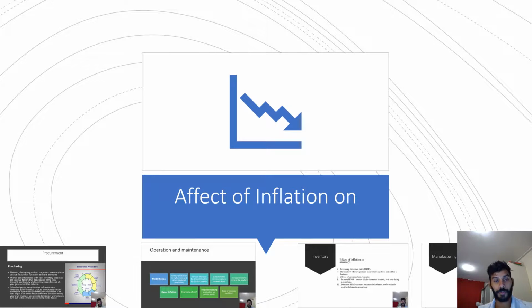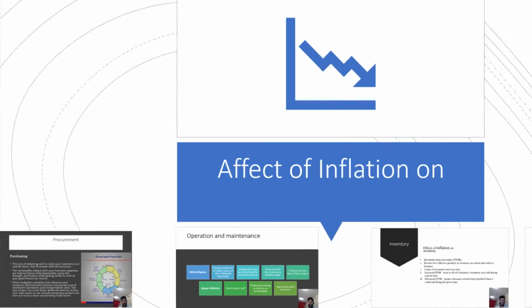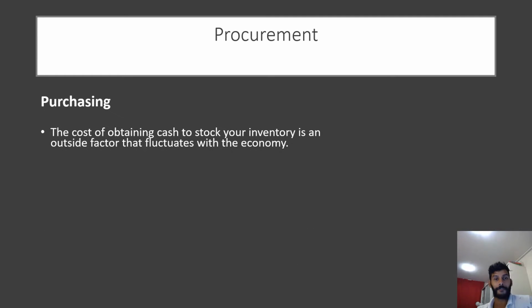The effect of inflation is divided into procurement, operation maintenance, inventory, and manufacturing. In procurement, we have two segments. Firstly is purchasing. This can be divided into both external and internal factors. The first factor is an outside factor, which is the cost of obtaining cash to stock the inventory. This fluctuates with the economy.